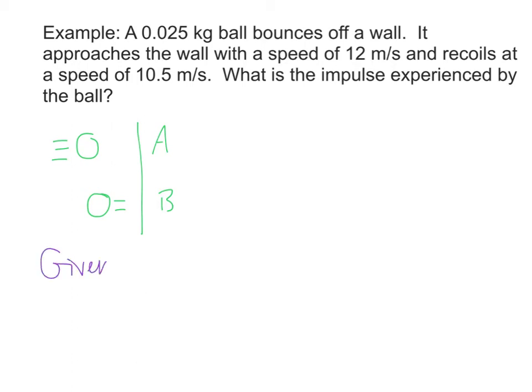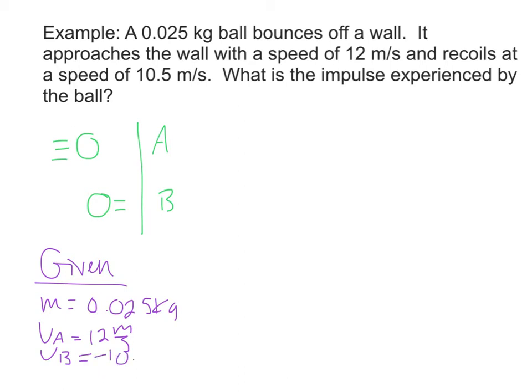My given information: I know that the mass of the ball is 0.025 kilograms. I know that the speed it approaches, so that's VA, is 12 meters per second. It's positive because it's moving to the right in my picture, and it bounces back with a speed of 10.5 meters per second. But because we need to deal with velocity, it's moving to the left, so that would be a negative 10.5. And given that, we are looking for impulse.